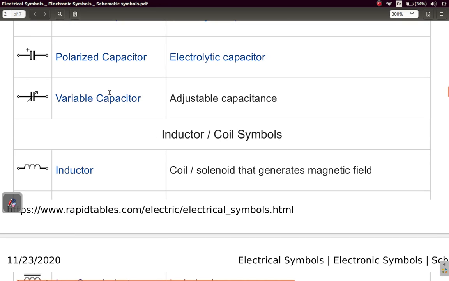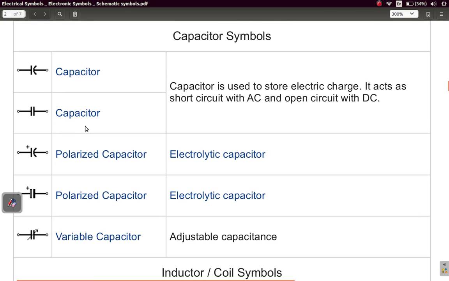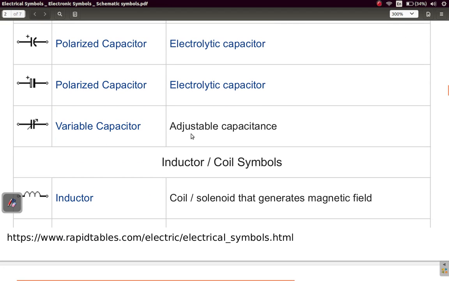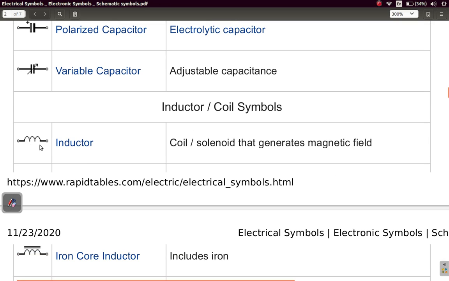You have the variable capacitor. The variable capacitor can be used to select radio stations where you turn the knob on the radio. Right? The variable resistor adjusts the volume of the radio, while the variable capacitor selects and tunes in a particular radio station, and tunes out other stations. This is a symbol for an inductor, which is a coil of wire.